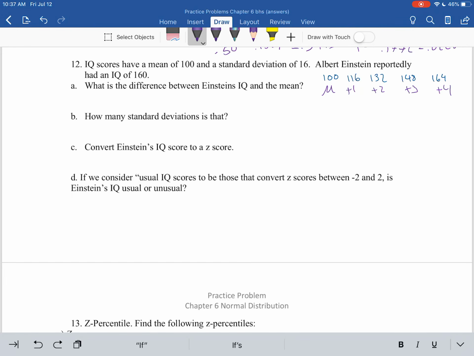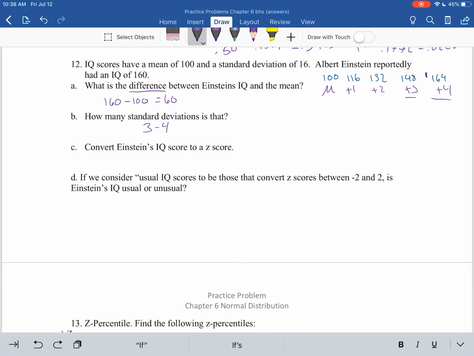Part A asks, what's the difference between Einstein's IQ and the mean? When we're trying to find the difference, we're subtracting. So 160 minus the mean, and we get a value of 60. How many standard deviations is that? The difference from 100 to 164 would be 4, so 160 falls almost at 4 but not quite. It would be between 3 and 4. Since it doesn't land on an exact value, we could say it's between 3 and 4 standard deviations. It's not an exact value.